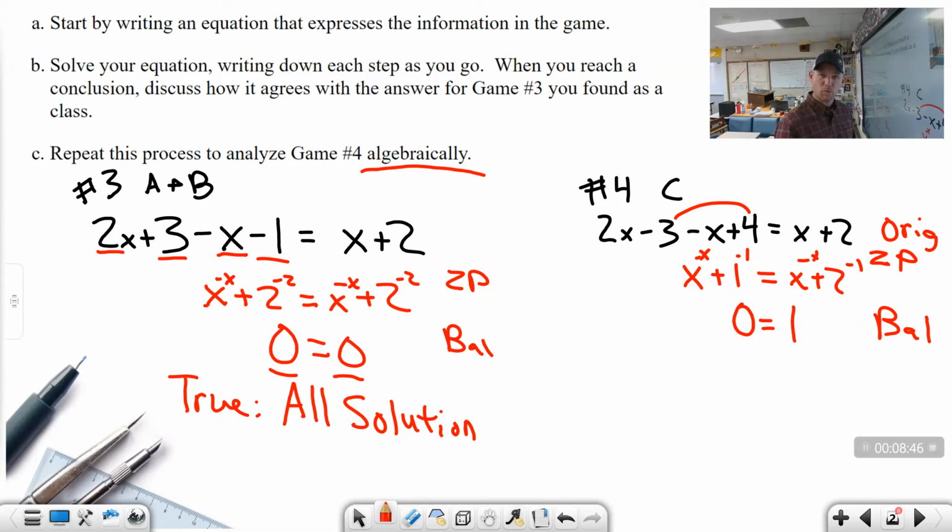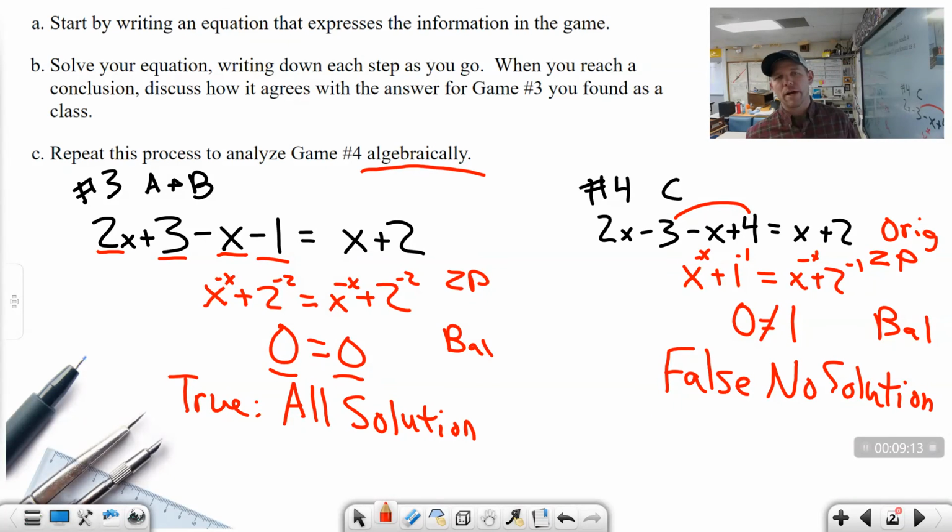Really? 1 equals 0? 0 equals 1? That is not true. And see, what we're seeing algebraically is it doesn't matter what number you choose. You will always get an unbalanced problem. This is false. No solution.